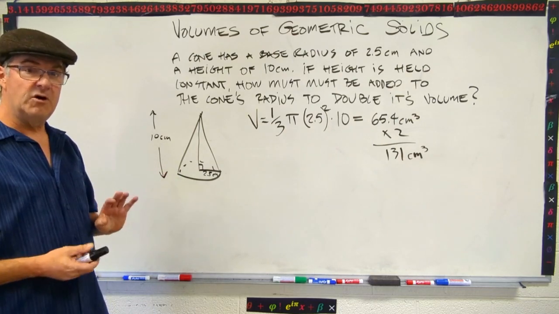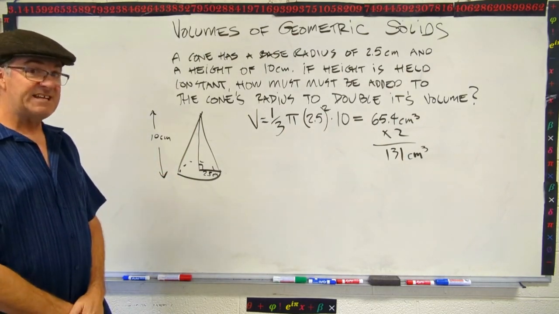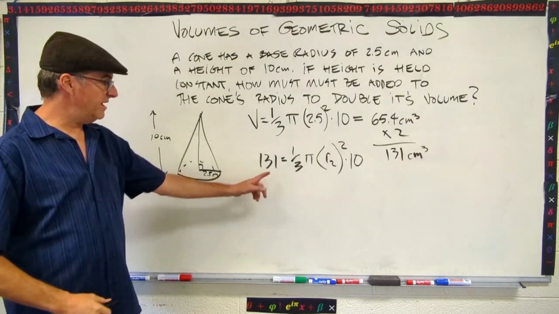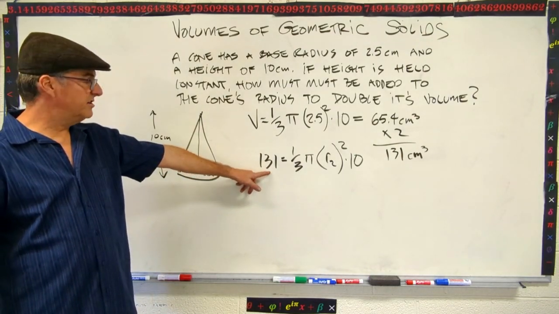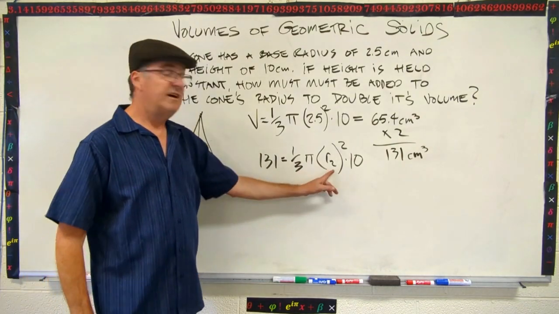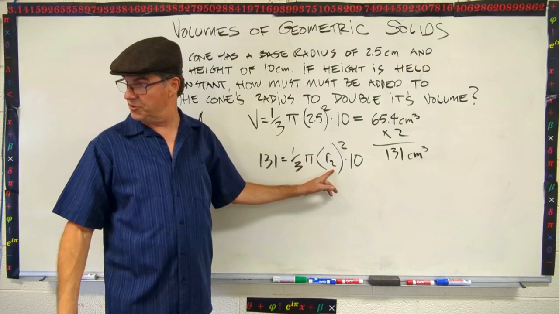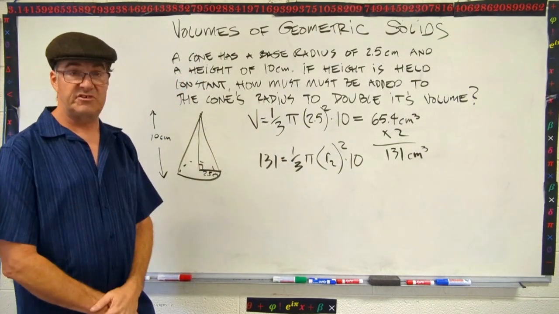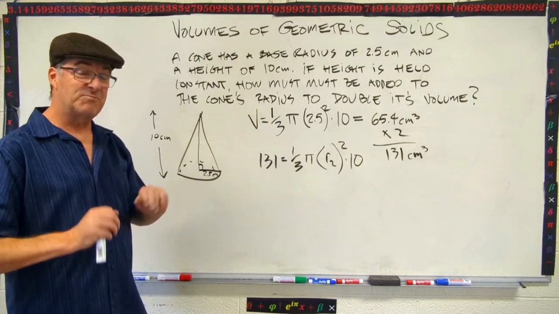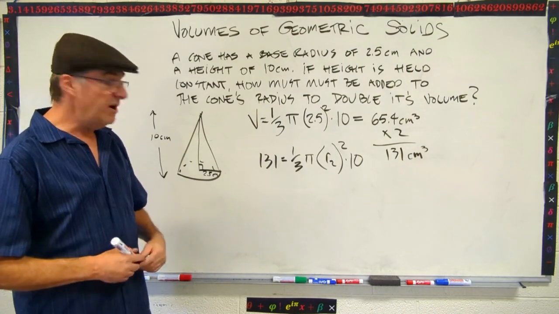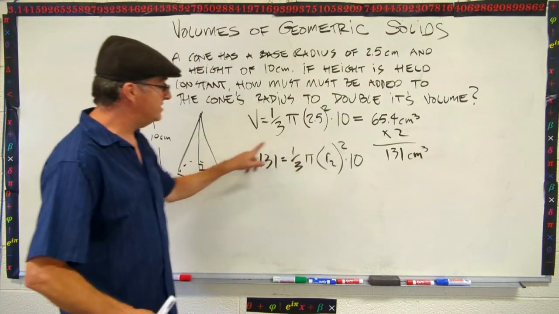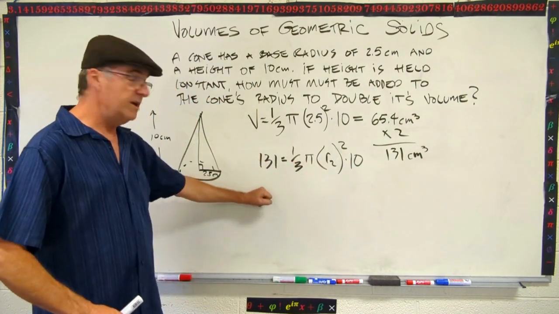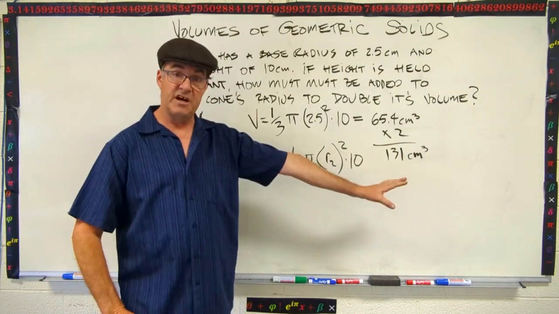So pause the video and do the plug-in step for that calculation. Okay, here's what I get. 131, that's our doubled volume, is 1/3 pi r2 squared times 10. Now I've called this r2 because that's our new radius. So now we can do that and solve for radius. Now I like to practice my algebra skills, so pause the video and see if you can rearrange this equation so r2 is on one side and everything else is on the other side.